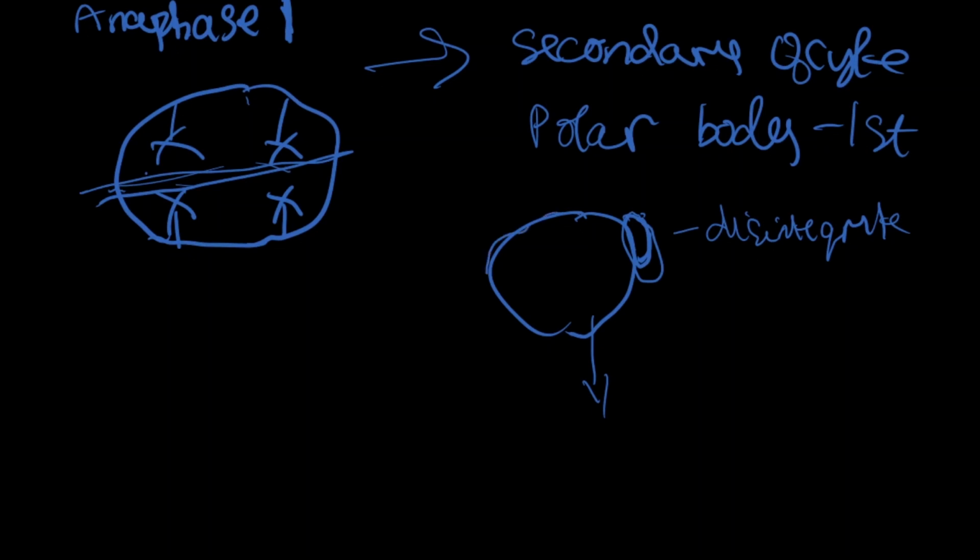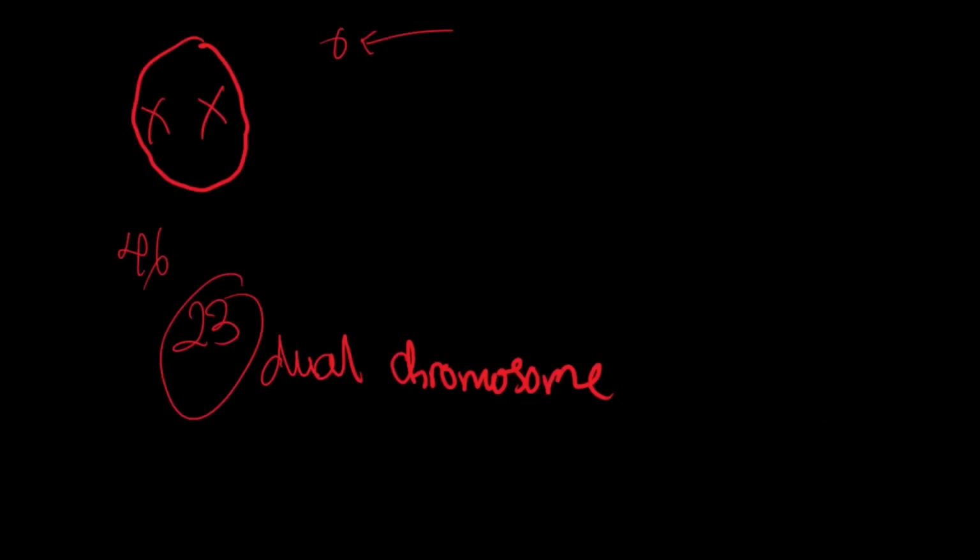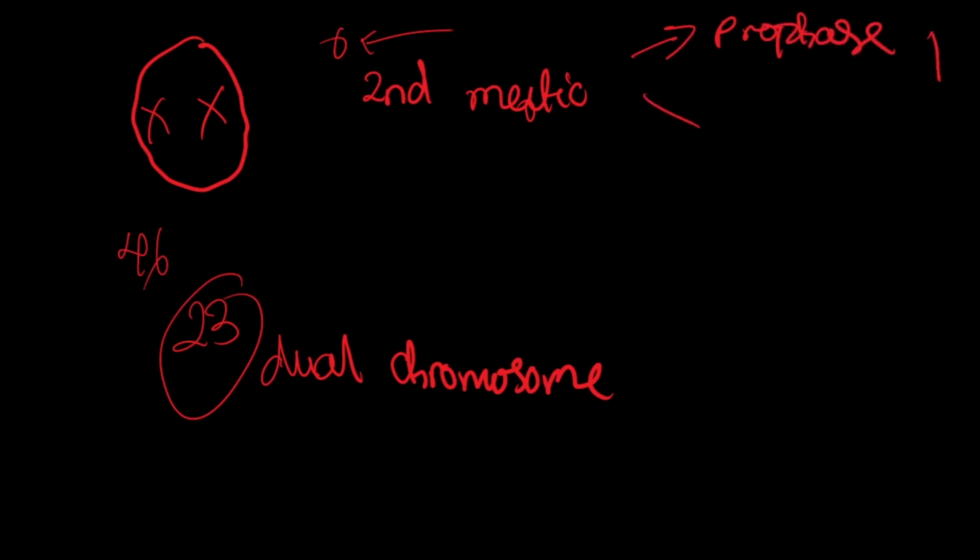So at this stage, the first meiotic division is completed. This secondary oocyte begins the second meiotic division, and the second meiotic division proceeds into the prophase 2 and the metaphase 2.